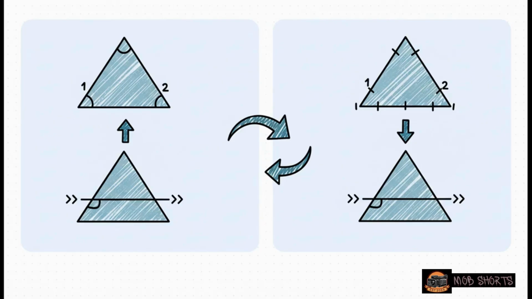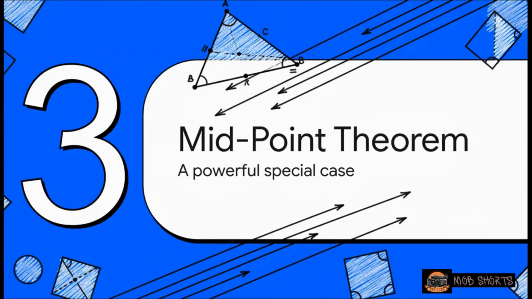And here's where it gets really, really useful. This isn't a one-way street. It works in reverse, too. So if a line is parallel, we know the sides are in proportion. But, and this is the cool part, if you find a line that already divides 2 sides in the same proportion, you know for a fact it must be parallel to the 3rd side. It's a fantastic tool for solving geometric puzzles. Okay, so we've seen what any old parallel line can do. But what if we get a little more specific?